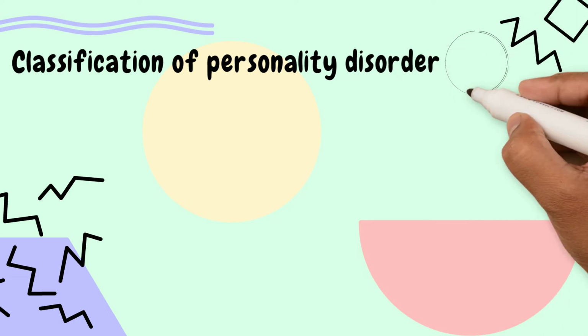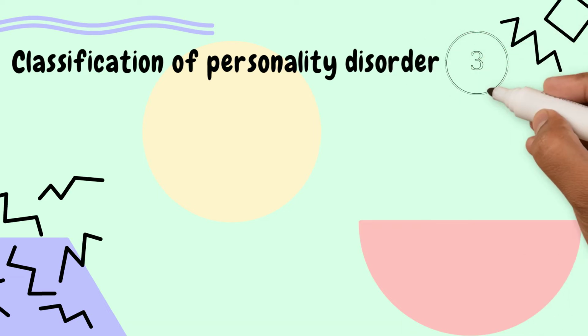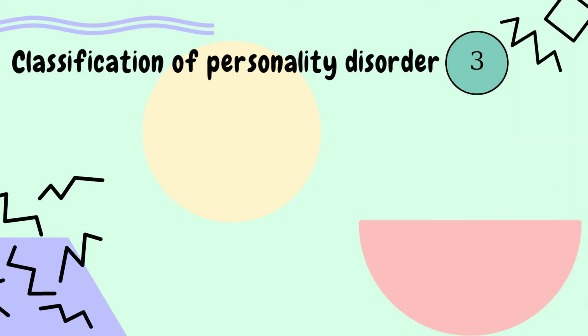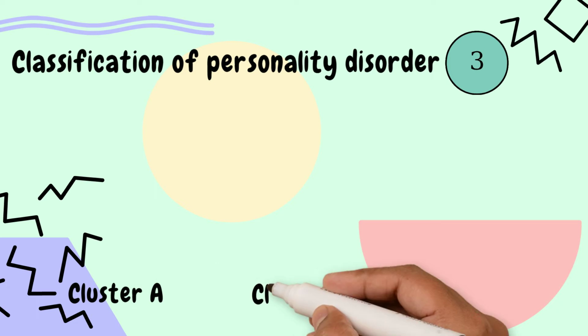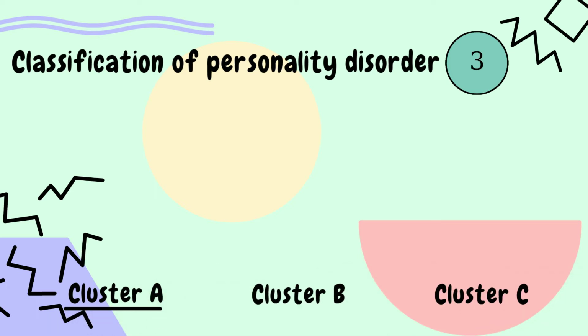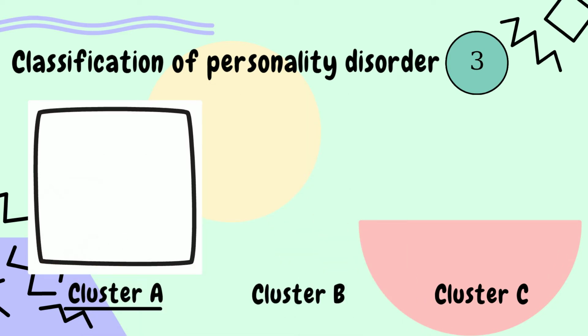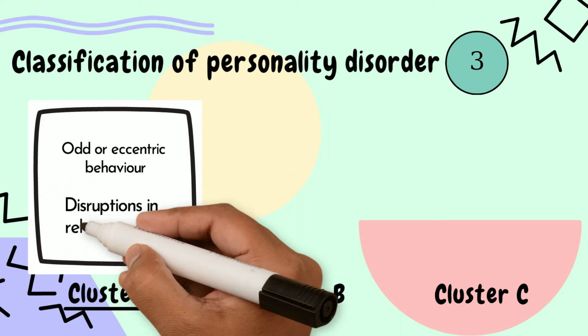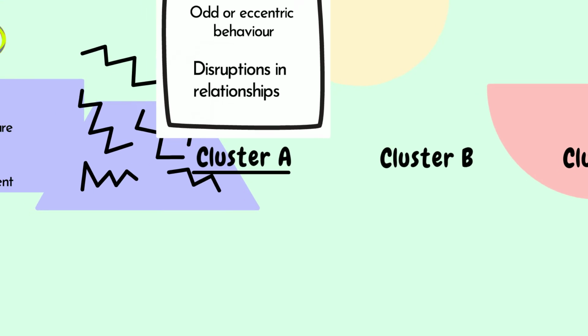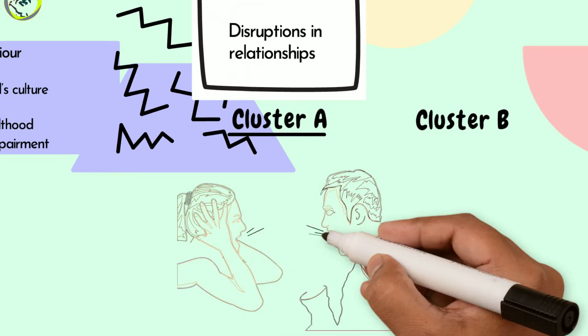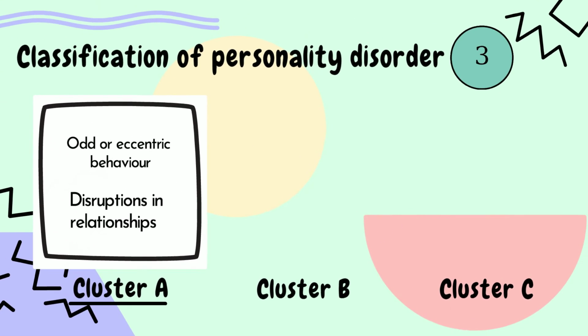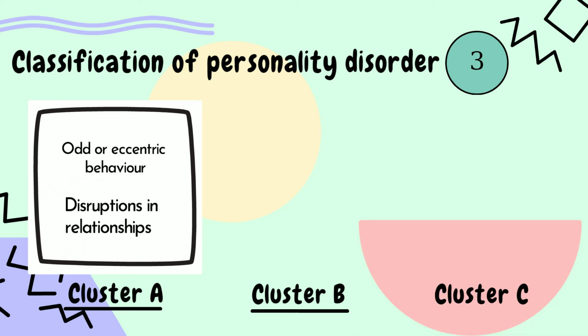The DSM-5 organizes personality disorders into 3 groups, or clusters, based on shared key features: Cluster A, Cluster B and Cluster C. Cluster A personality disorders are characterized by odd or eccentric behavior. People with Cluster A personality disorders tend to experience major disruptions in relationships because their behavior may be perceived as peculiar, suspicious, or detached.